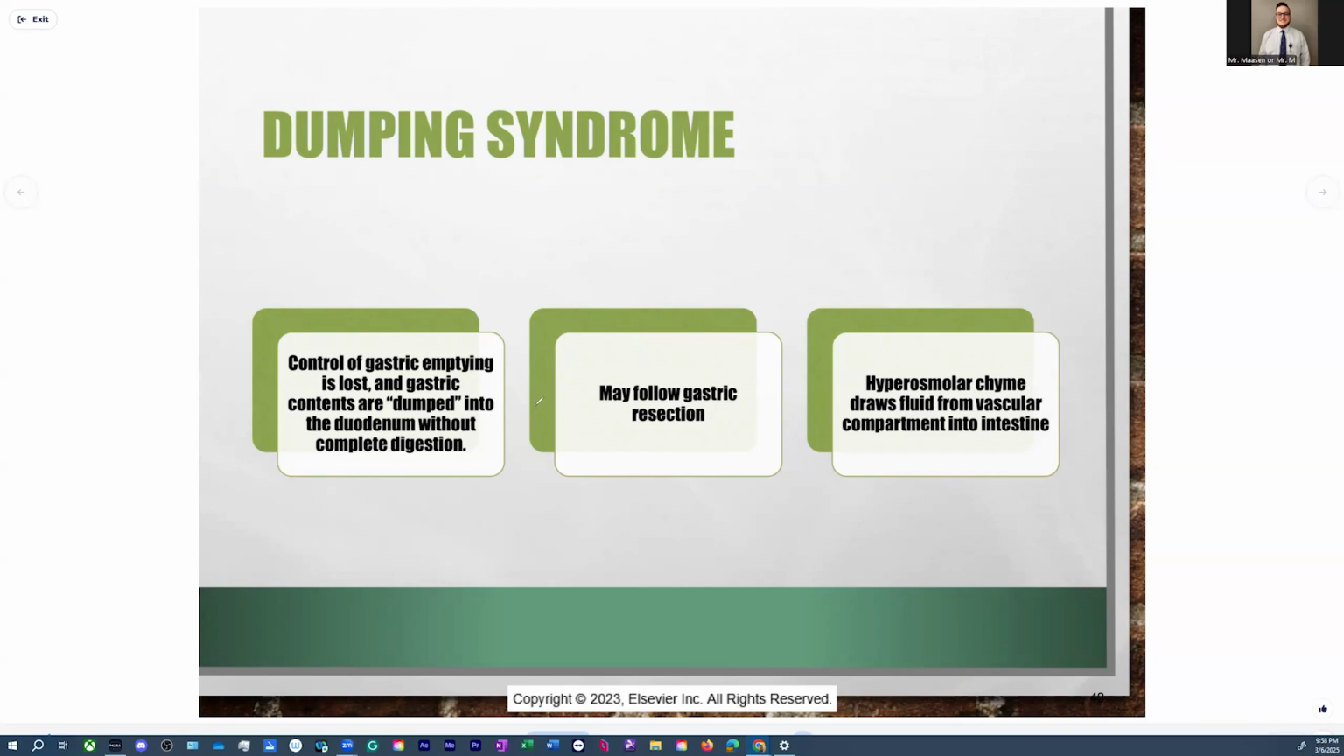Could lead to confusion, hypoglycemia, diaphoresis, which is sweating, and pallor. Typically, you're going to see this after someone has had a gastric bypass or gastric resection surgery. So dumping syndrome is something that's more associated with gastric bypass surgery.